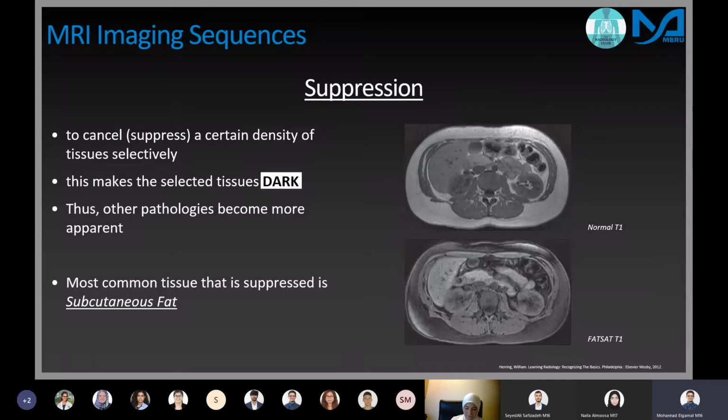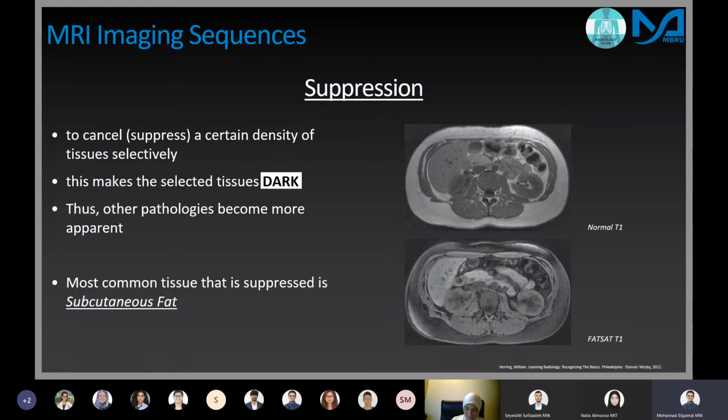So what a computer can do is suppress or cancel out certain specific densities in tissues. And that way will help you. If you look at the bottom, you'll see a suppressed image, and it will show the differences between the organs a lot better. And this one on the bottom right here is a fat-suppressed T1 MRI.